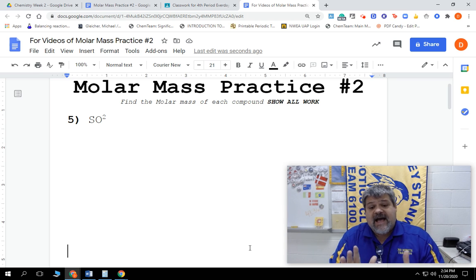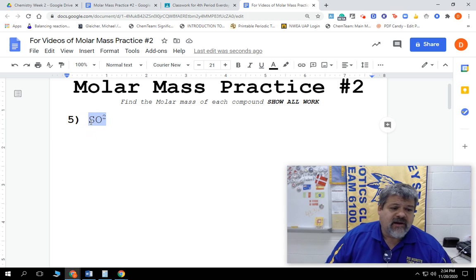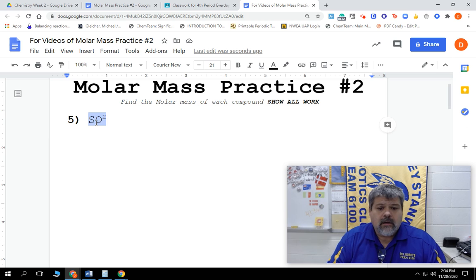Question number 5. Okay, when we look at this, the biggest mistake on this one right here is everybody looks at it and says, oh, it's a polyatomic ion. I'm going to go to the polyatomic ion sheet and name it that way. It's not a polyatomic ion. It's not. Do you see a charge? No charge. So with no charge, you can't call it an ion.